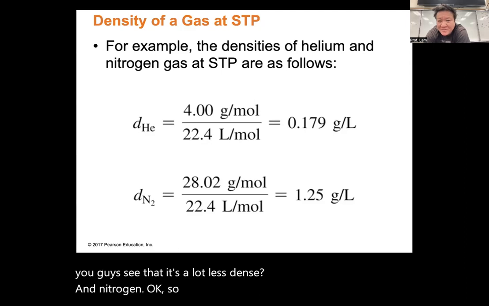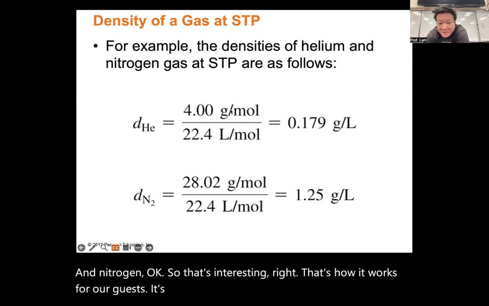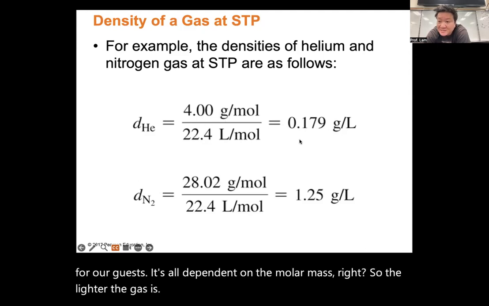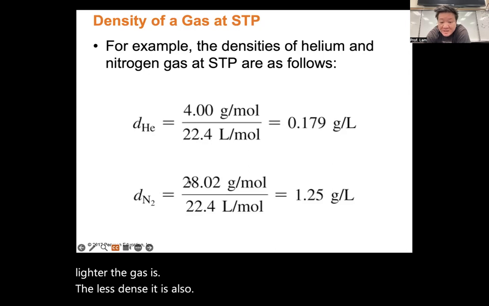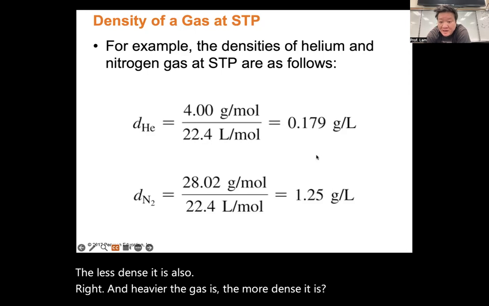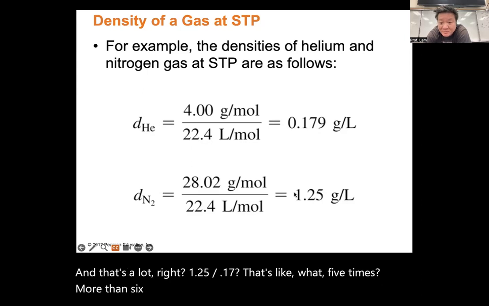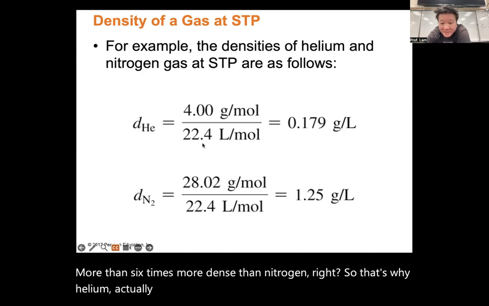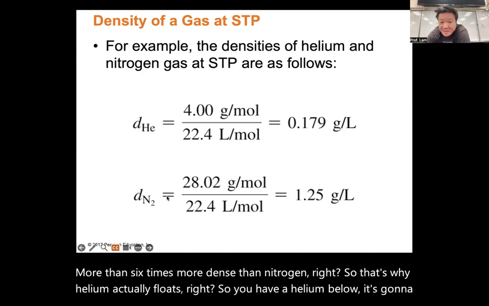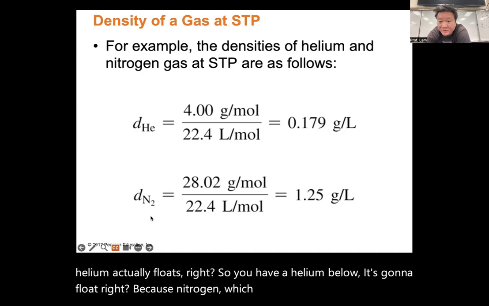So that's interesting, right? That's how it works for a gas. It's all dependent on the molar mass. So the lighter the gas is, the less dense it is, and the heavier the gas is, the more dense it is. And that's a lot, right? 1.25 over 0.179, that's like 6 times more dense for nitrogen. And so that's why helium actually floats. If you have a helium balloon, it's going to float, because nitrogen, which makes up most of our atmosphere, is so much more dense.